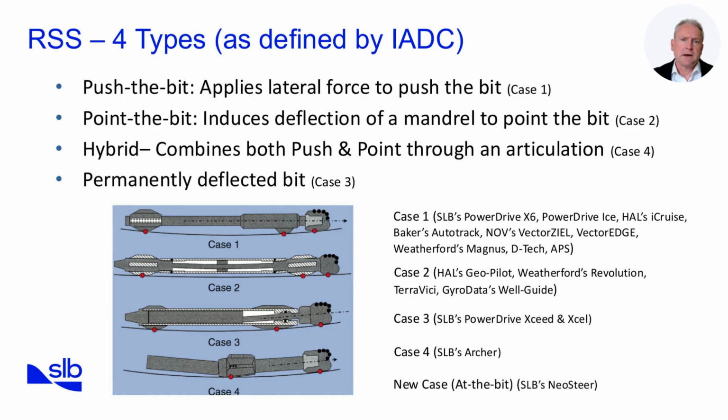Case 4. Hybrid systems. This newer class of RSS combines both push the bit and point the bit mechanics. It includes a flexible or articulated section that can bend while rotating, offering the best of both worlds. The internal shaft is deflected by using the push the bit technology, but instead of pushing the pads against the formation, they are inverted to push and deflect the shaft.